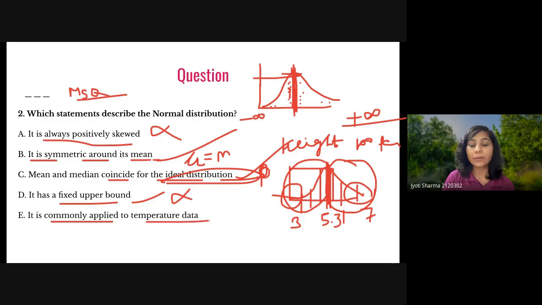It is commonly applied to temperature data. Obviously, if we are talking about a climatic data set, then among that climatic data set, temperature has this normal distribution. Rainfall has the gamma distribution. So different data sets may have different distributions, but in the real world, 99% of data sets follow the normal distribution, and 1% are either gamma or something like that. So this normal distribution is applied to the temperature data set. So this is also correct. So based on this, B, C, and E are the right ones.